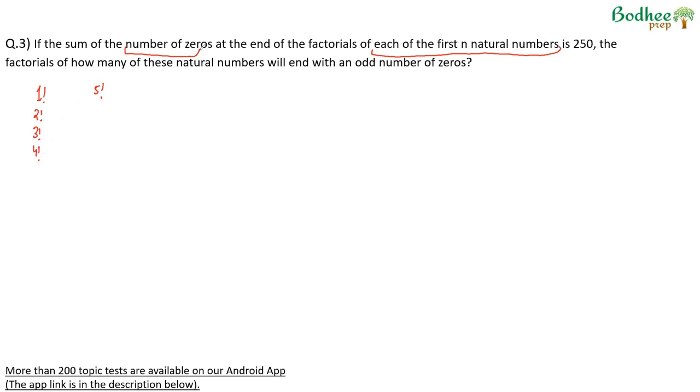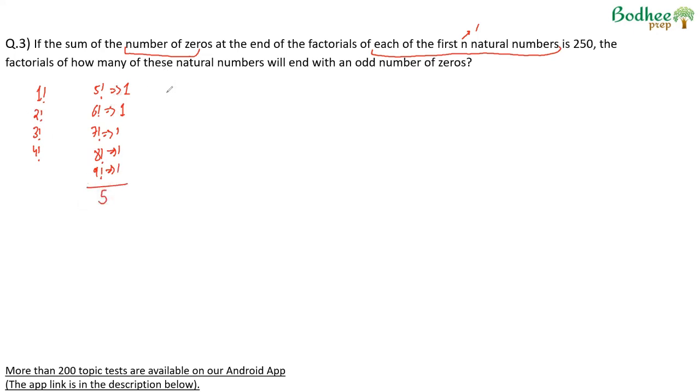What is the sum of the number of zeros at the end of each of these numbers? 1, 2, 3, 4 have zero zeros in the end. 5 factorial has 1 zero in the end. The sum of the number of zeros for n equal to 5 will be 1. Similarly, if I look at 6 factorial, the number of zeros is 1. The sum will now become 2. 7 factorial has 1 zero, 8 factorial has 1 zero, 9 factorial has 1 ending zero. So the sum till this point will be 5.